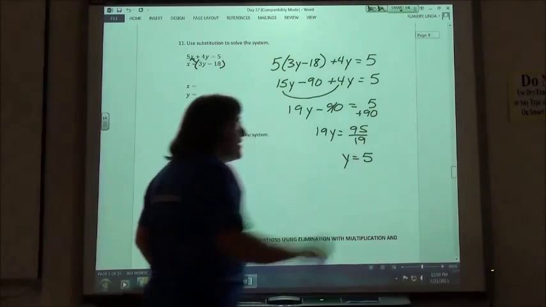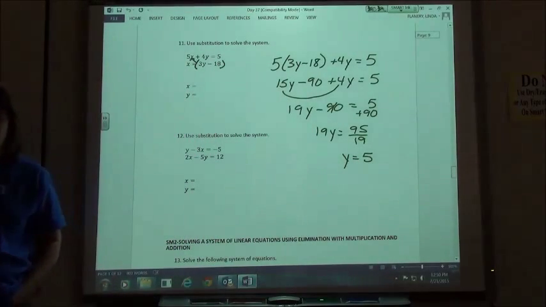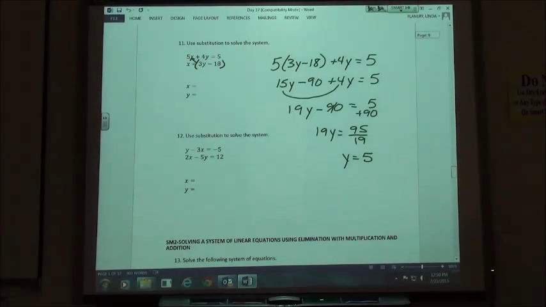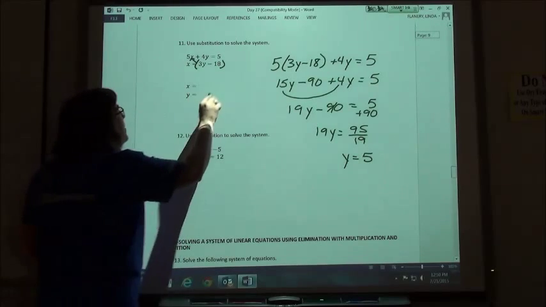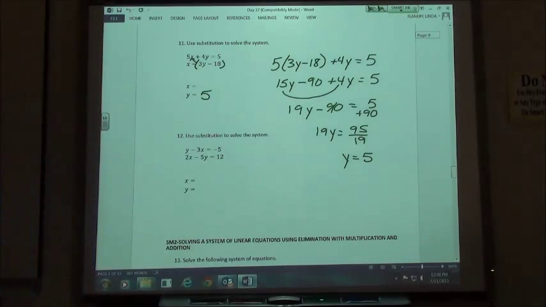These will all come out to nice whole number answers, so you won't have to worry about having some weird fraction answer like you might in a textbook. So if you are getting a weird fraction answer, go back and check your work.